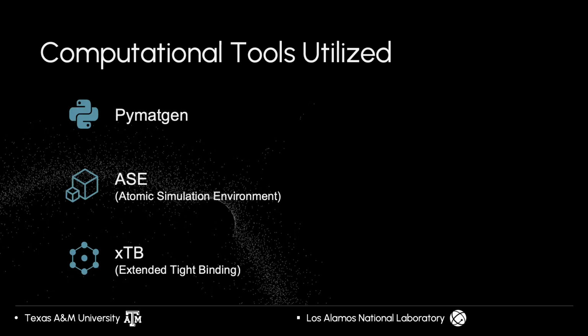To prepare for building that pipeline aforementioned, I dedicated significant time to understanding and testing the computational tools that will support it, such as PyMatGen, a Python library used to construct and analyze atomic structures, Atomic Simulation Environment, a toolkit that automates structure generation, manipulation, and simulation workflows, extended tight binding, a semi-empirical quantum method used to efficiently relax structures and generate realistic low-energy configurations.